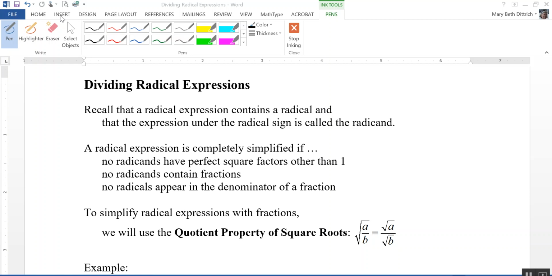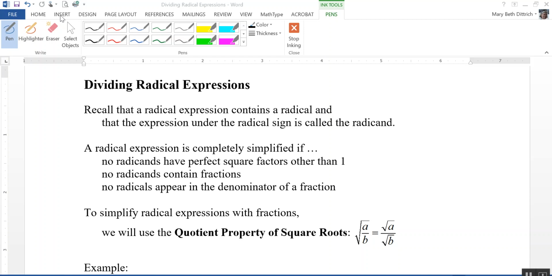This video is on dividing radical expressions. Recall that a radical expression contains a radical and that the expression underneath the radical sign is called the radicand. A radical expression is completely simplified if no radicands have perfect square factors other than 1, and we saw that in the previous video. No radicands contain fractions, and no radicals appear in the denominator of the fraction.